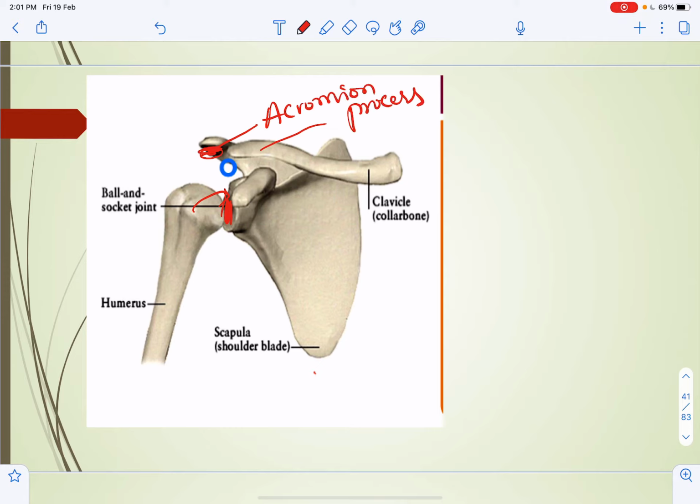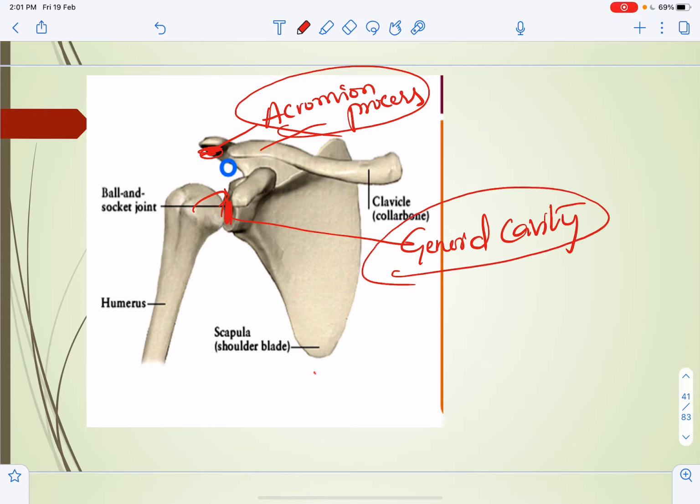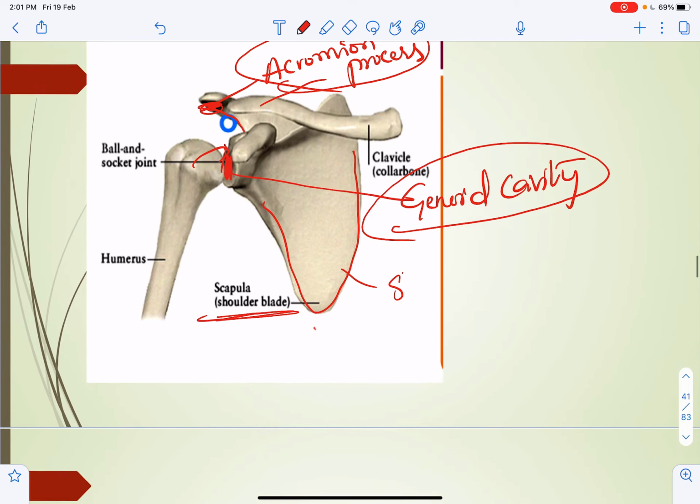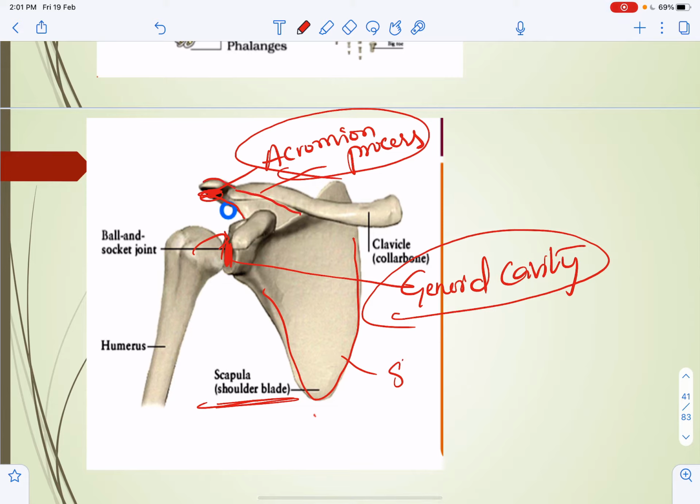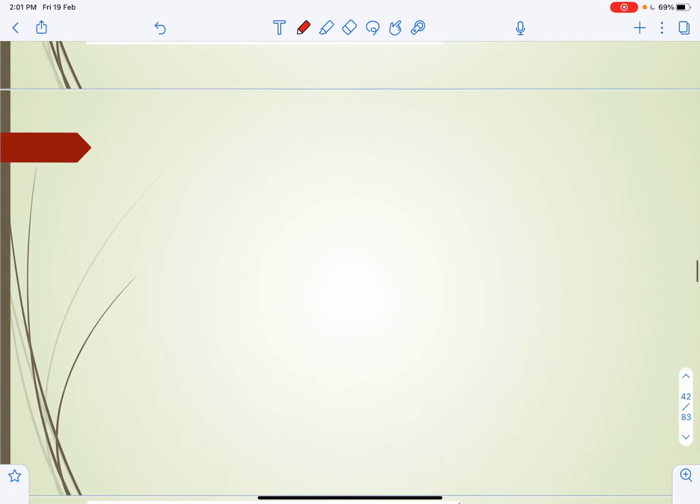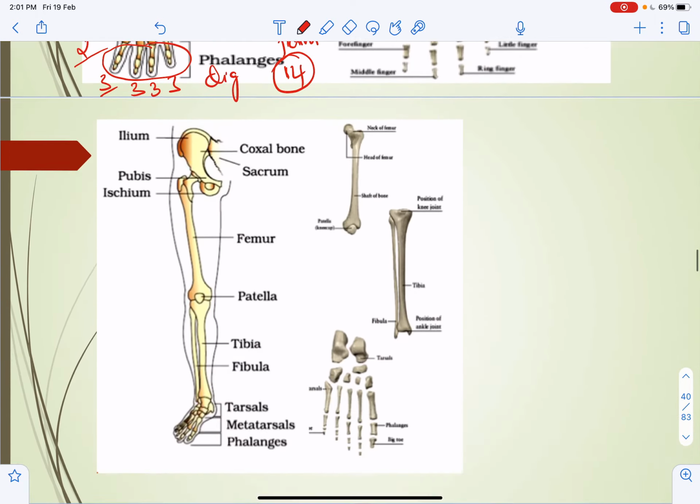So both the acromion process and the glenoid cavity seen in the scapula help in the formation of the pectoral girdle. This is the scapula, which is generally called the shoulder blade, and this here is the spiny ridge, the elevated ridge, which is also called the spine of the scapula, with a process called the acromion process. So now let us move on to the next question.